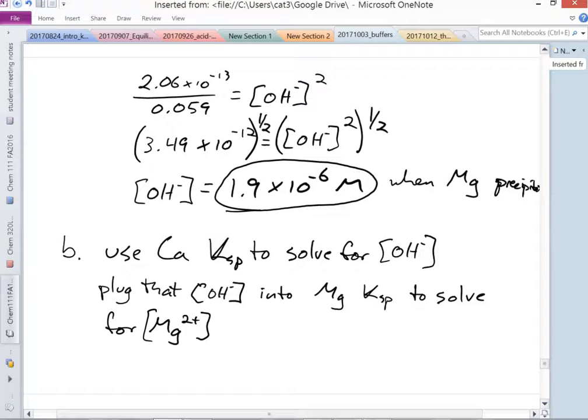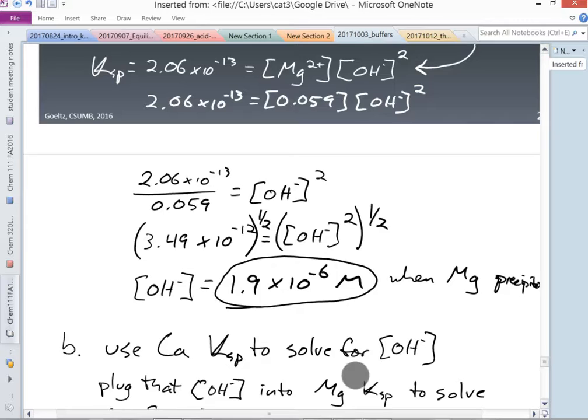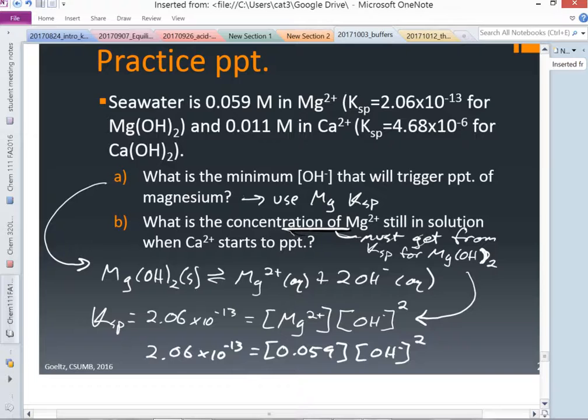Casey. Can you go back up for a second? Yeah, I'm going to go back. So I'm going to let people copy this, and then we'll go back up and we'll try it for sure. All right, try part B here. Give it a shot. Use the equation for calcium to calculate hydroxide, and then take that hydroxide, plug it into the other equation to calculate magnesium.